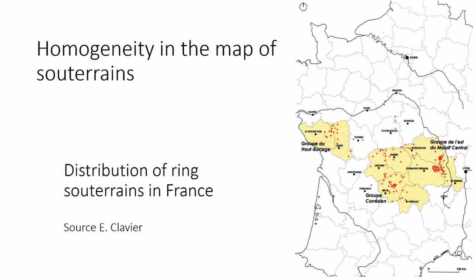You also find them in other countries. If you go to Austria, to the Czech Republic and Moravia, you find these ring souterrains. These are very small, but why? How is the information spreading from one place to another? It's really unknown, and this is something that still needs a lot of inquiry.